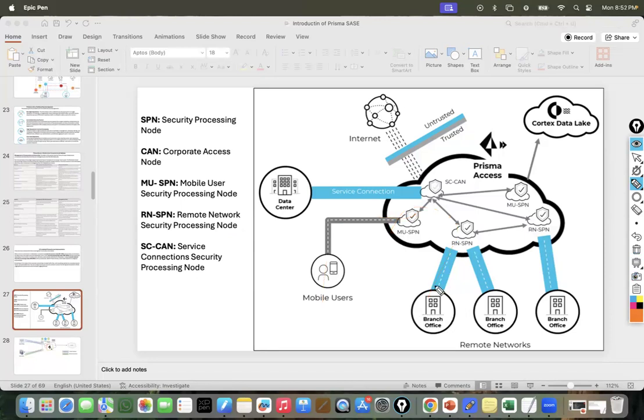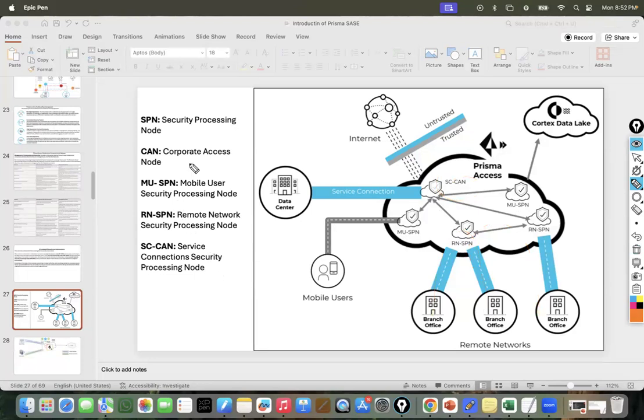Similarly, for branch to branch, RSPN to RSPN connectivity is going to happen. If I have any connectivity with my data center, then data center connections are known as the SCCAN connections. SCCAN means Service Connection Security Processing Node. This is your SCCAN processing, right? So these are going to make the connectivity to your data center network.